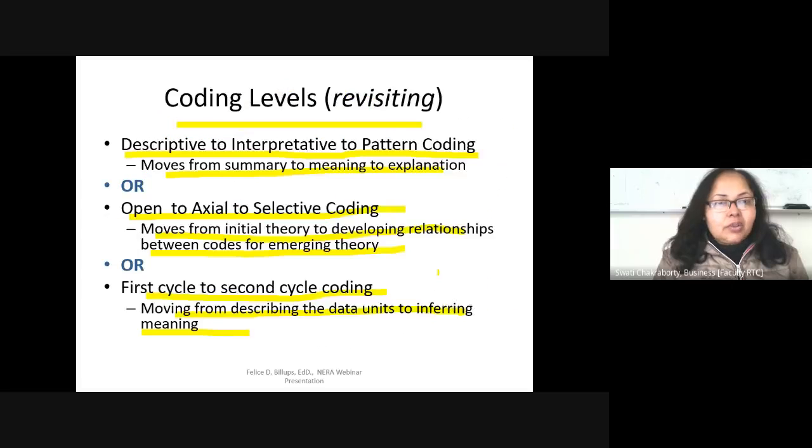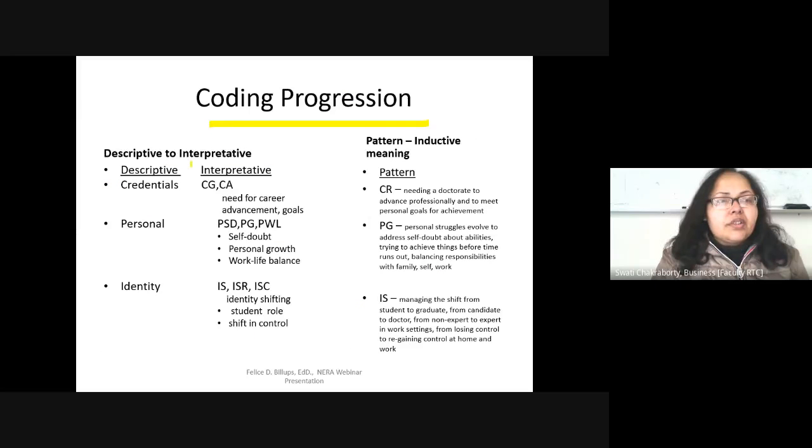This is an example. So, coding progression, descriptive to interpretative. Descriptive is credentials, taking the same example that we've just discussed, where we have CG and CA, that is need for career and advancement of goals. Personal is where we're talking of self doubt, personal growth, work-life balance, and identity, where the interpretative is identity shifting, student role, shift in control. So this is where we talk of descriptive to interpretative.